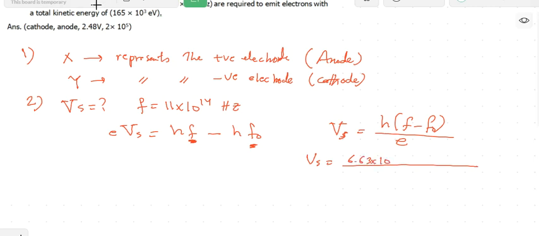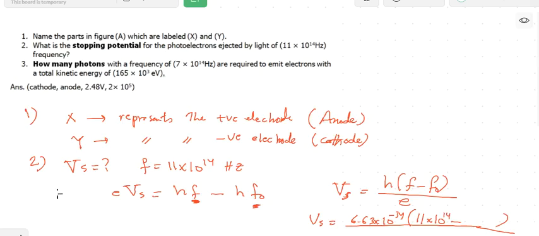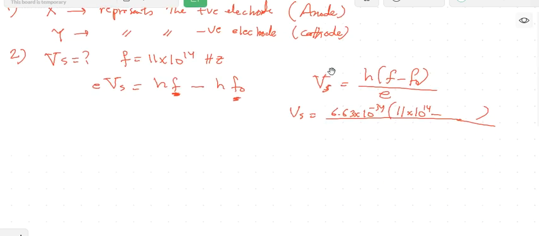6.63 times 10 to the power minus 34 into the given frequency, 11 times 10 to the power 14, minus the threshold frequency, which I remember was 5. Let me go back a little bit. Yes, it's 5 times 10 power 14, divided by 1.6 times 10 exponent minus 19. So then we can get the answer.